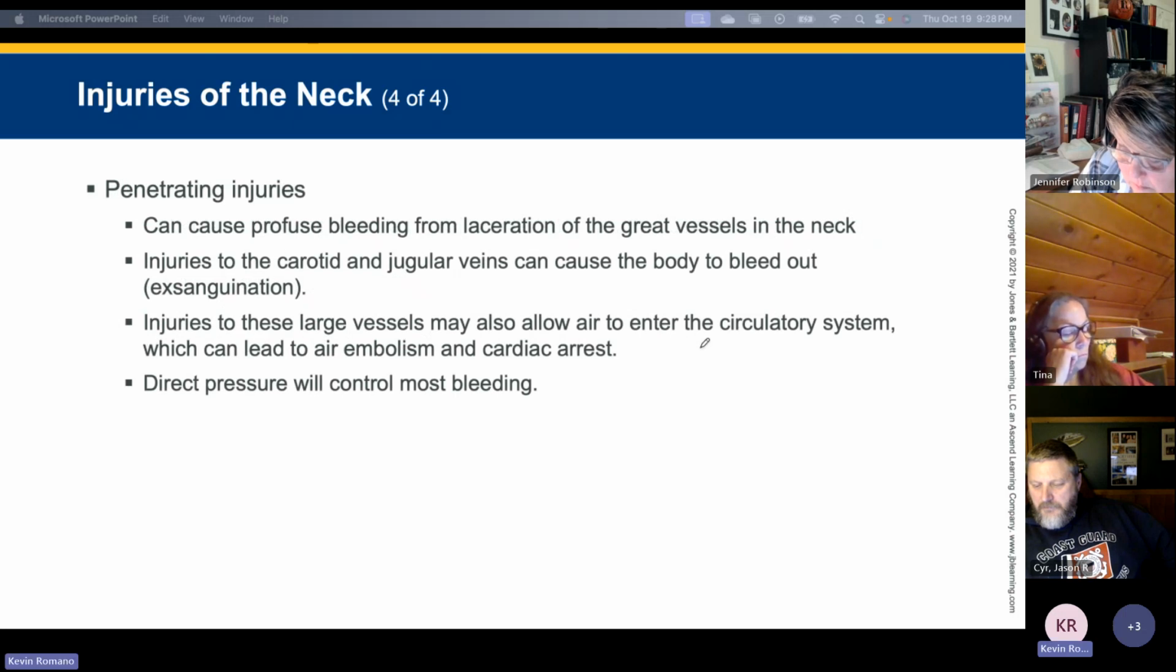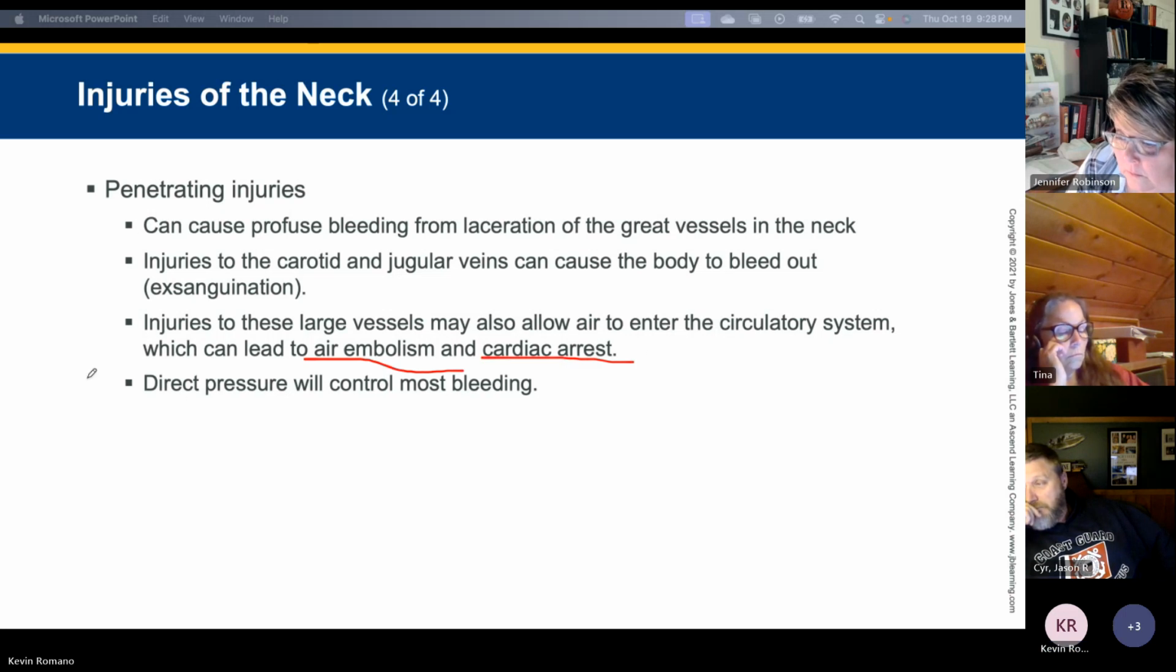All right, so penetrating injuries can cause profuse bleeding from laceration of the great vessels of the neck. Injuries to the carotid and jugular veins can cause the body to bleed out very, very quickly. Injuries to large vessels may also allow air to enter the circulatory system, which can lead to an air embolus and cardiac arrest. Direct pressure will control most of the bleeding, though.